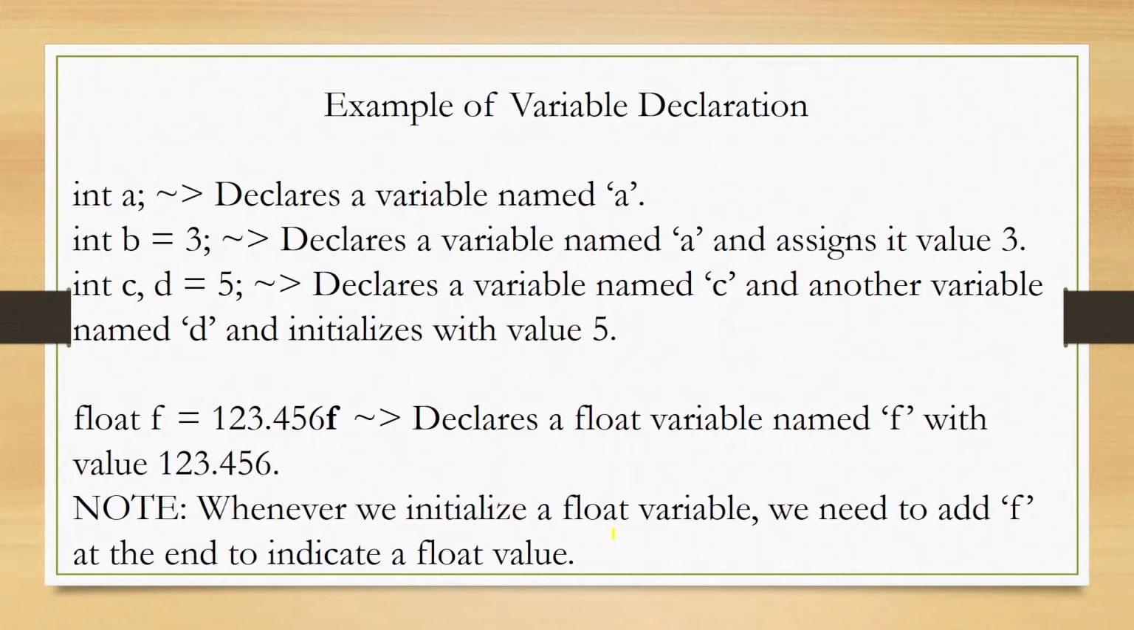Let's move on. Now let's look at examples of variable declaration. For int a, we just saw that when we do this, only a variable named a is declared and our program exits. We have also used this: int b equal to 3. It declares a variable named b and assigns it the value 3.